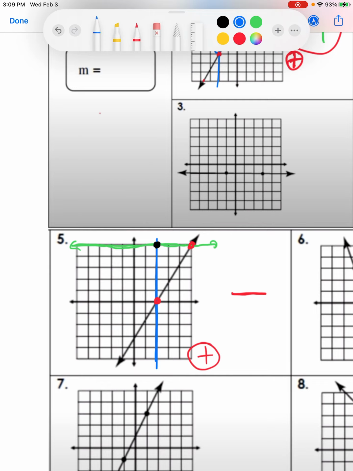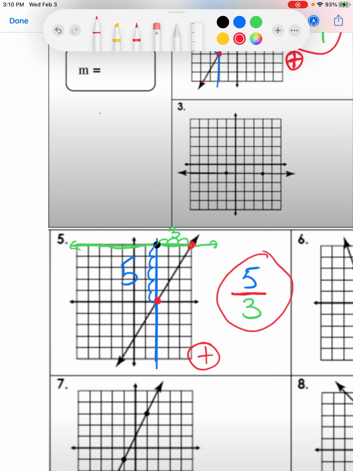for me. So if I count from my red dot to my black dot, I go 1, 2, 3, 4, 5. My rise is 5. I'm going to put 5 on top of the fraction bar. Now my run, starting at the black dot and going to the other red dot, is 1, 2, 3. So I'm going to put 3 on the bottom of my fraction bar. Now, this is not in most reduced form, but this would be the best answer.